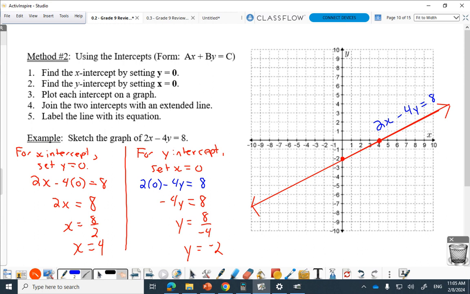Do you need a ruler? Do you want a ruler? Oh, she's got one. All right. But I paused for questions.